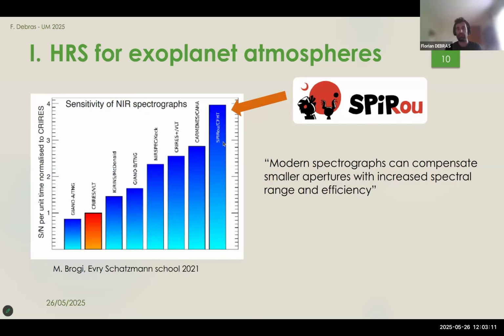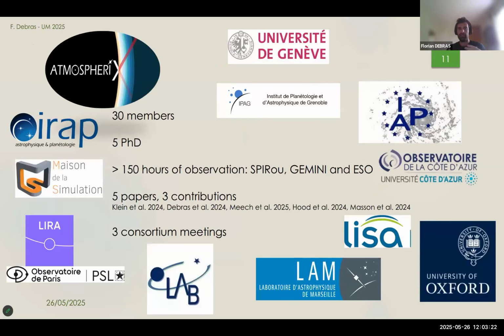To date, there are also NIRPS and IGRINS, which happen to be very good at this game. But SPIRou is really a world leader in the study of exoplanet atmospheres. And because of that, at the French level, we have created a consortium to study planets with SPIRou. It's called ATMOSPHERIX. It takes about 30 people from 12 institutes. We obtained a lot of observations, mostly with SPIRou, but a bit also on Gemini and ESO. And since 2024, we have really started our publications, with 5 publications by the consortium and 3 contributions of our data to other publications. And this is really increasing with time.